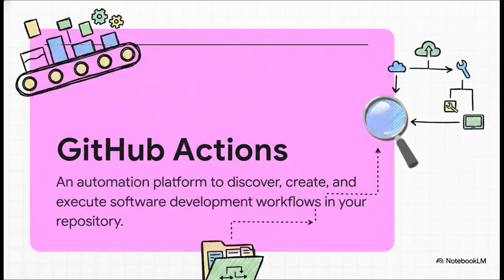So, okay, what is it really? At its heart, GitHub Actions is an automation platform designed for, you guessed it, software development workflows. But the most important part of that whole definition, it's that last bit, right inside your repository. Your automation lives with your code. That's a huge deal. It makes everything super powerful and totally context-aware.